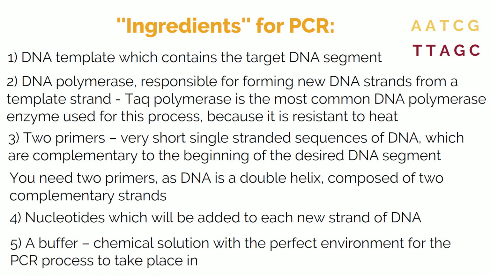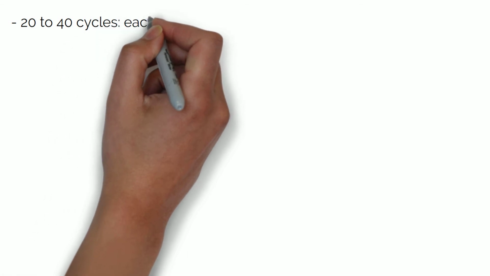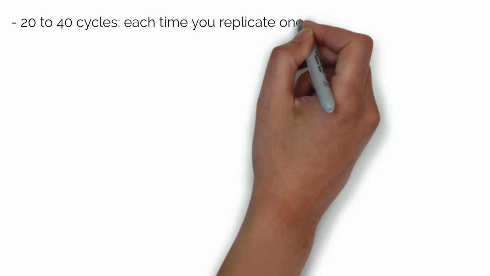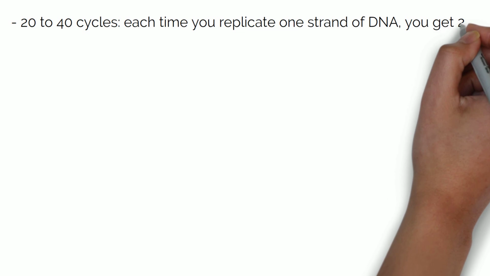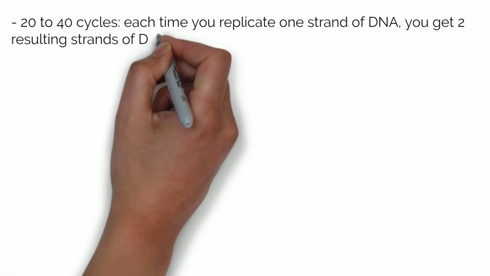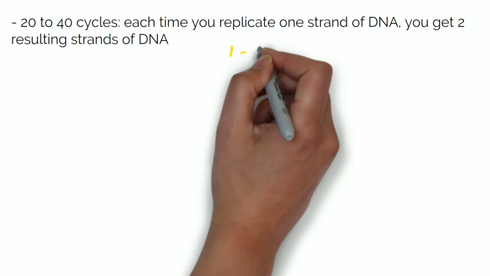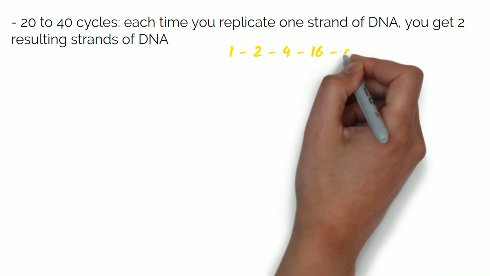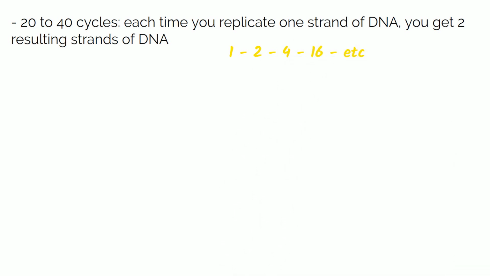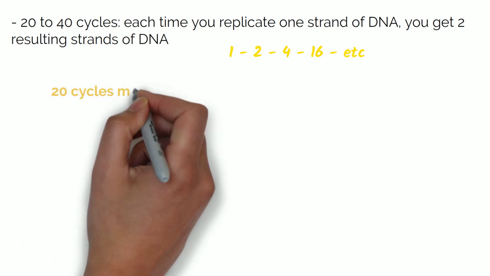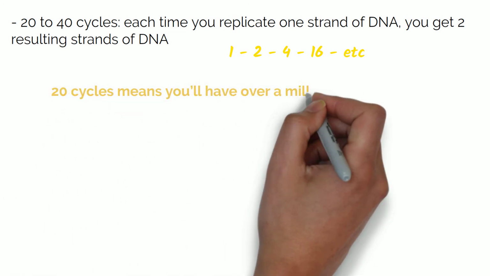This process is performed on special PCR machines, and it is usually made up of between 20 to 40 cycles. Don't forget that each time you replicate one strand of DNA, you get 2. So on the first cycle, you have 2 resulting strands, and then on the second you get 4 strands, and then 16, and so on. So it is an exponential increase. So you might think that 20 cycles isn't much, but when you think about it, 20 cycles means you'll have over 1 million copies, which is a lot.